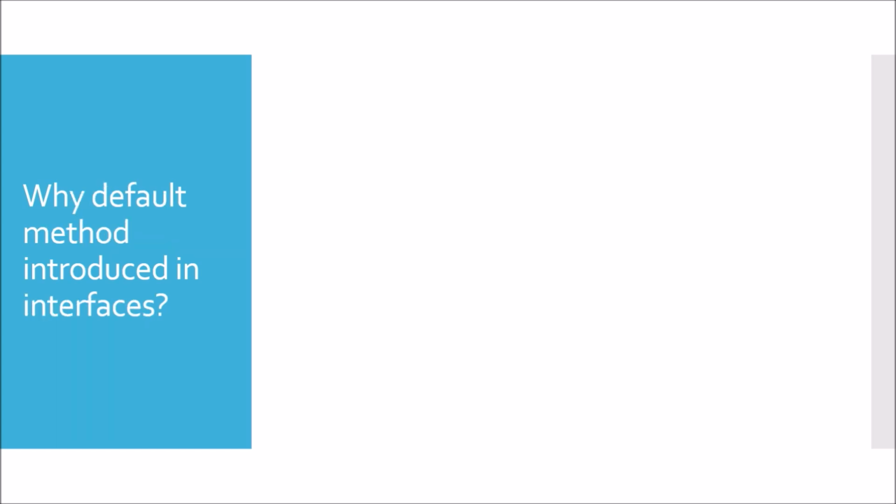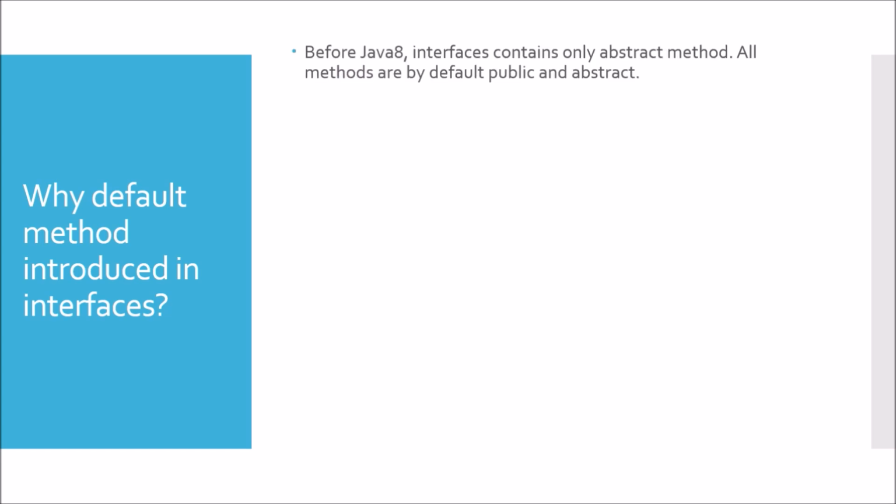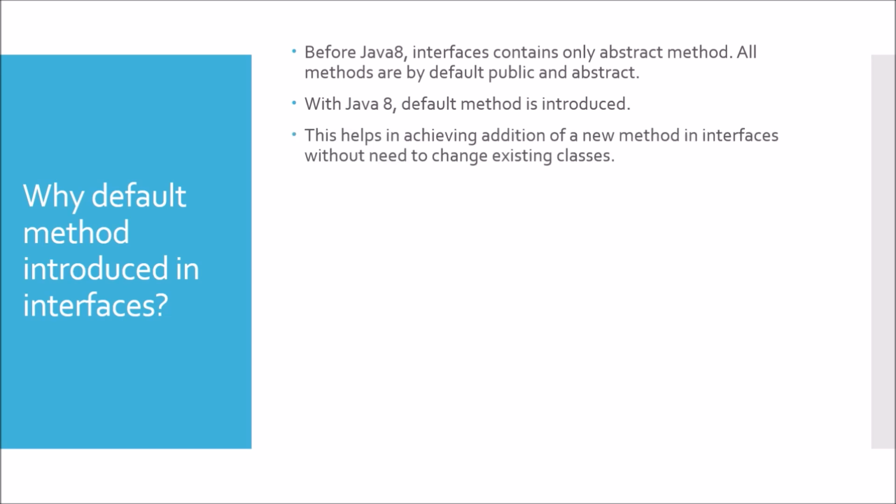Why was the default method introduced in interfaces? Before Java 8, interfaces contained only abstract methods. All methods are by default public and abstract. So there was no concept of having a method with a body in interfaces. With Java 8, the default method is introduced. This helps in adding a new method in interfaces without needing to change existing classes. And this method also has a body.